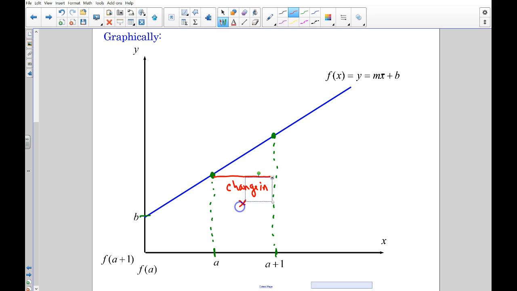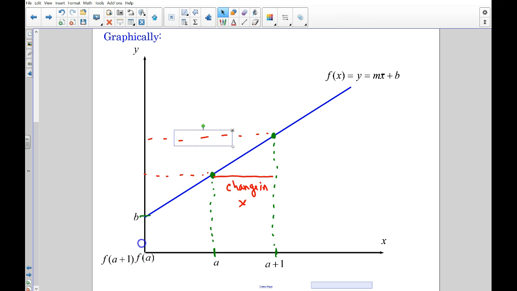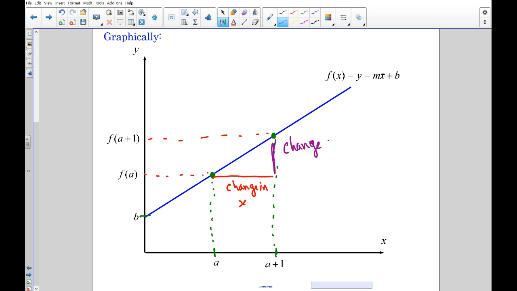Then vertically, if I trace over to the y-axis, I would find that when I trace over from where a intersects this line of the linear model, that would be f of a, and similarly this would be f of a plus 1. The vertical component, this part here in purple, would be the change in y. Just graphically, that's what's going on with a linear model.